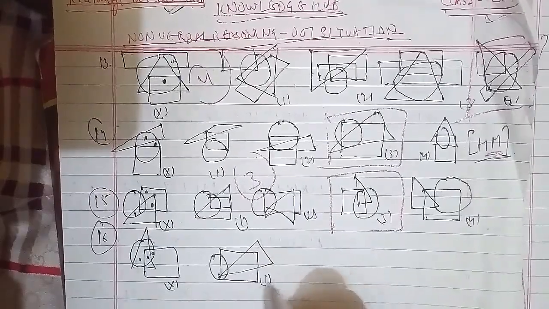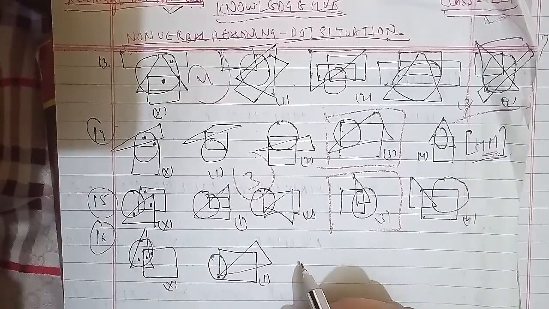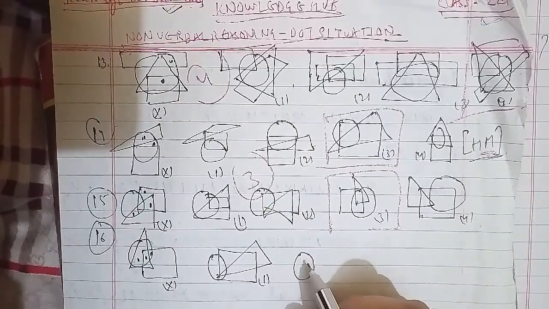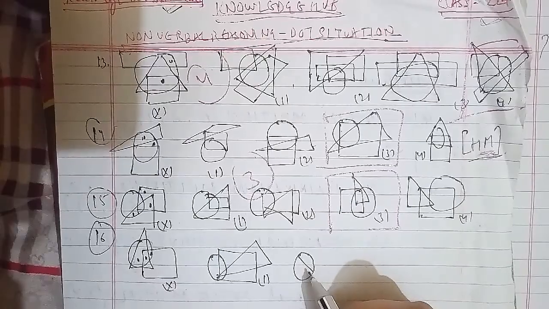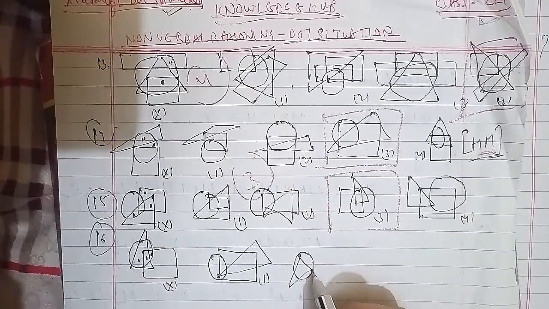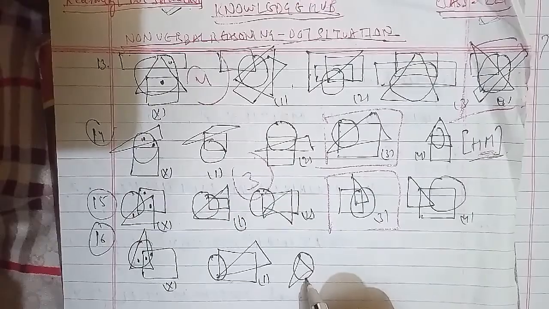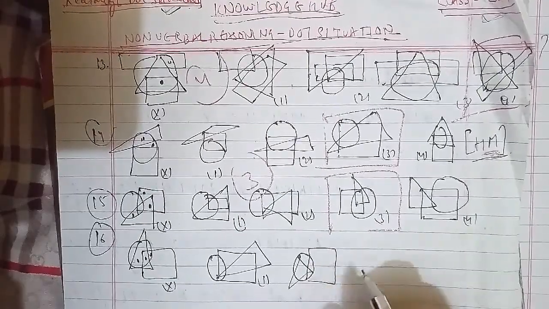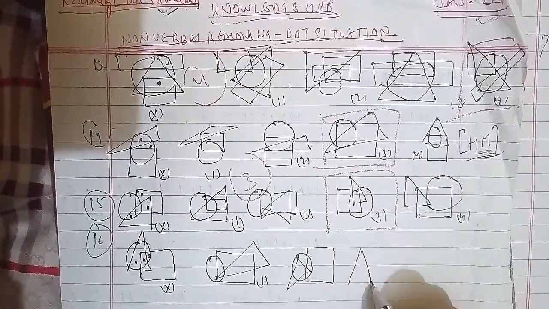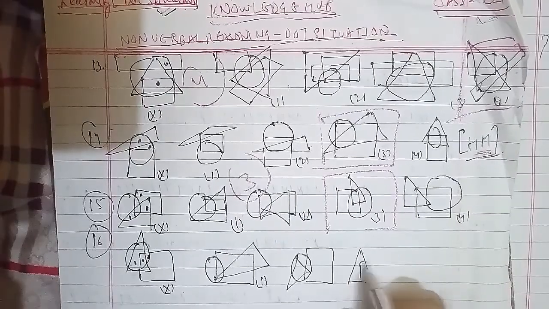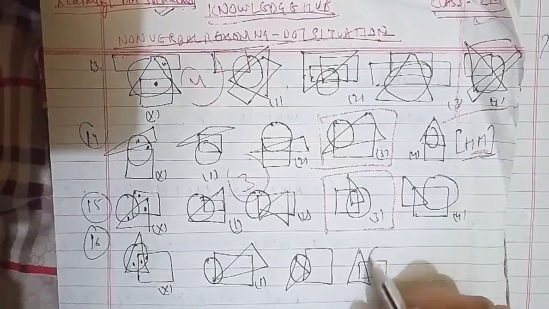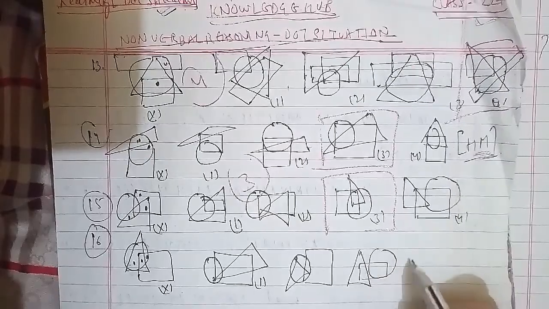In this one the circle has been enlarged like this, and it has been inserted into the triangle as well. This is an important question as well. It has been asked in a hotel management question paper, and it has also been asked in competitive exams, so we have to be focused on this.